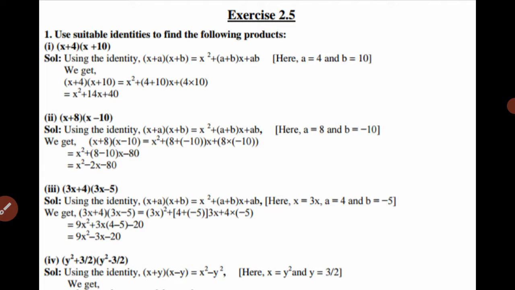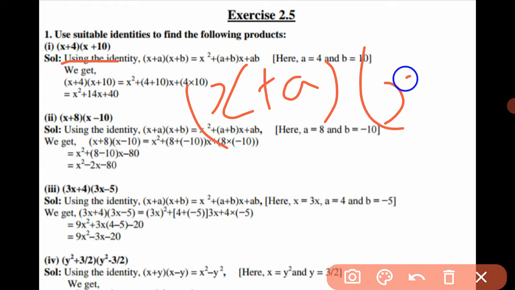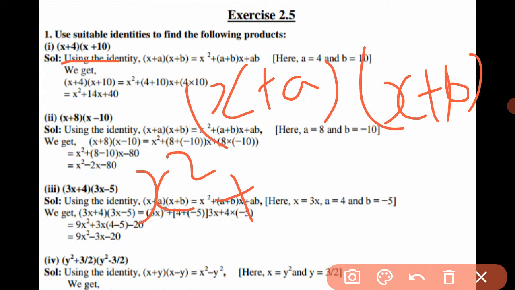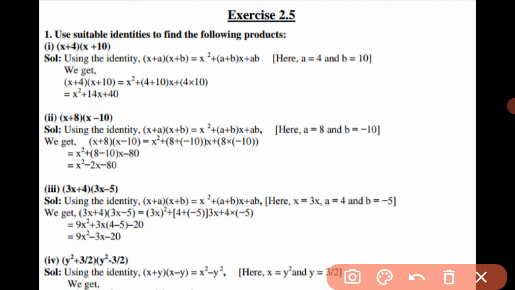So in this case, in the first part we have been given x plus 4 and x plus 10. So here we can use this identity, (x plus a)(x plus b). According to this identity, its formula will be equal to x square plus (a plus b)x plus ab. So with the help of this formula or identity, we can put the values of a and b here.